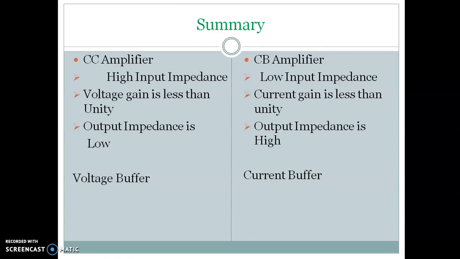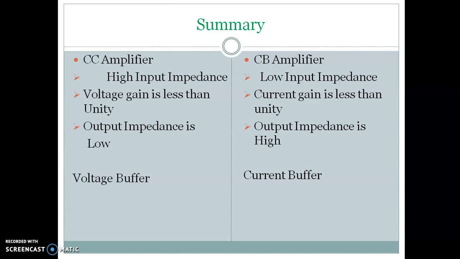In the common collector amplifier, the voltage gain is less than 1. But in the common base amplifier, the current gain is going to be less than or equal to 1. In the common collector amplifier, the output impedance is low, but in the common base amplifier, the output impedance is high. I have not included R0, because that makes the analysis complex. If you include R0, we assume that it is of a very large value, so the output impedance is going to be very, very high.